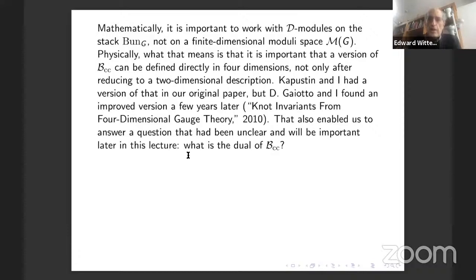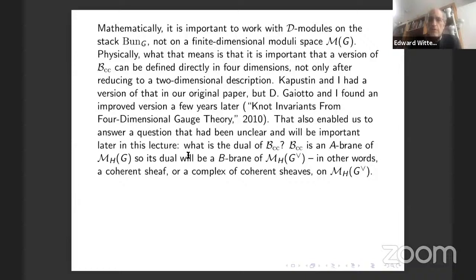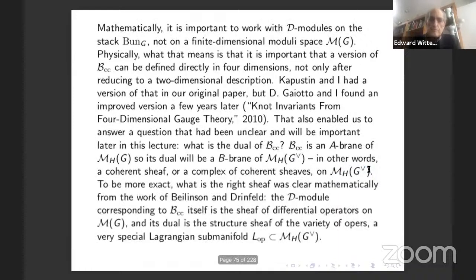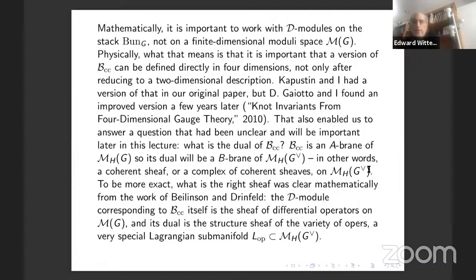So there's this special A-brane that's related to D-modules, to differential operators on the moduli space. But what is its dual? So B_cc is an A-brane on the moduli space for G, so its dual will be a B-brane of the dual group. In other words, a coherent sheaf on the moduli space of the dual group. To be more exact, what's the right sheaf was clear mathematically from the work of Beilinson and Drinfeld. The dual of B_cc is, according to their work, the structure sheaf of the variety of opers, which is a very special Lagrangian submanifold of the dual group moduli space.